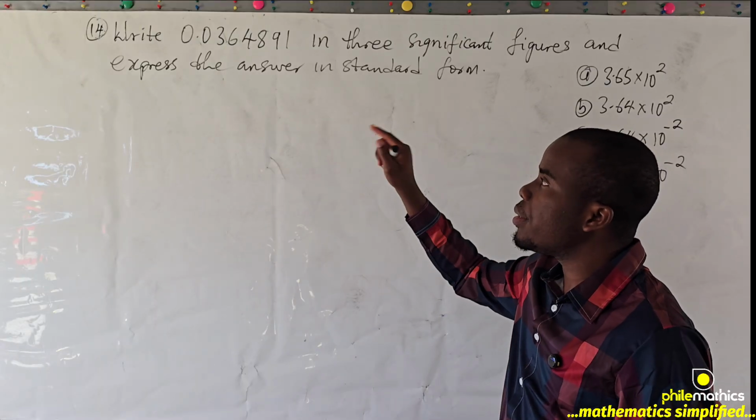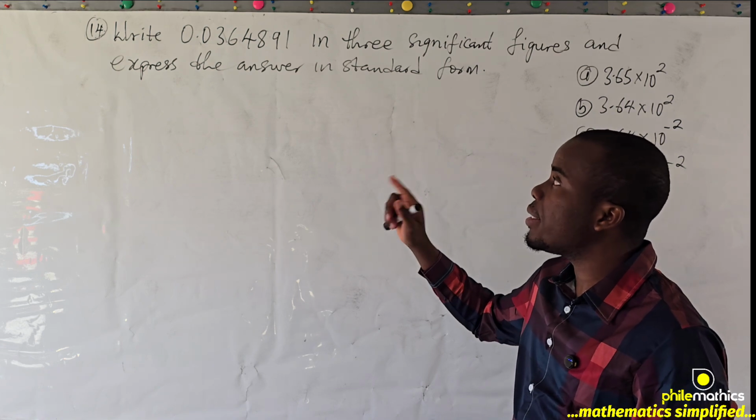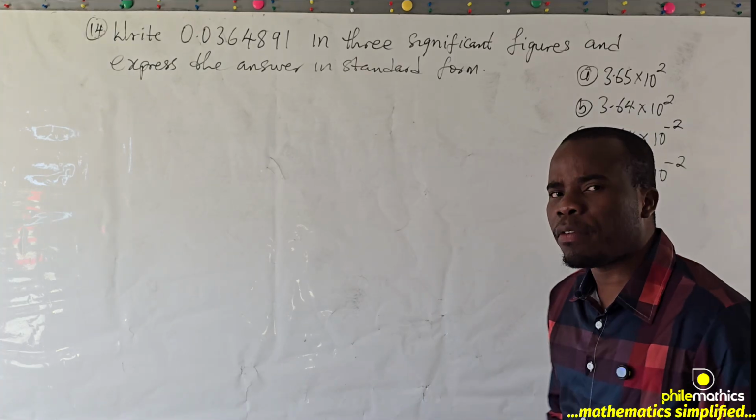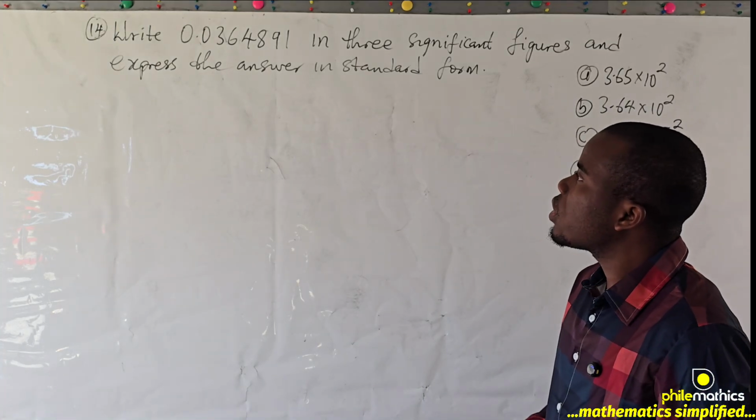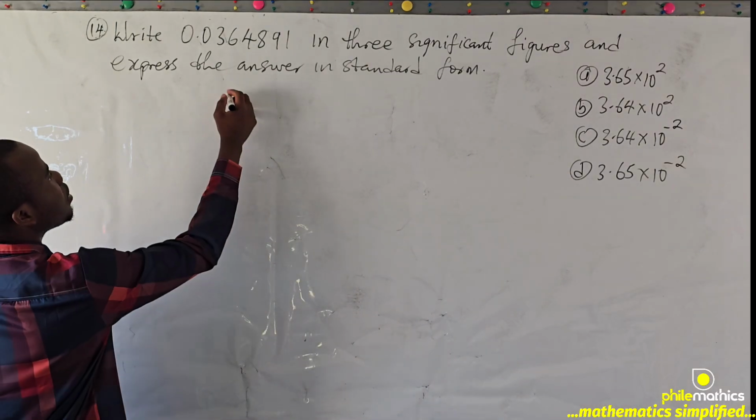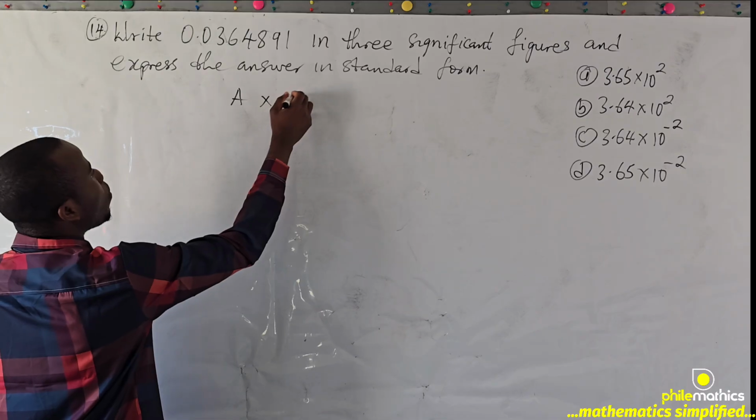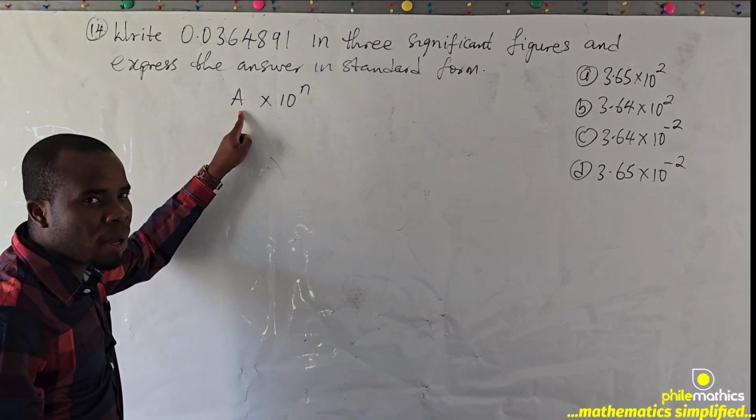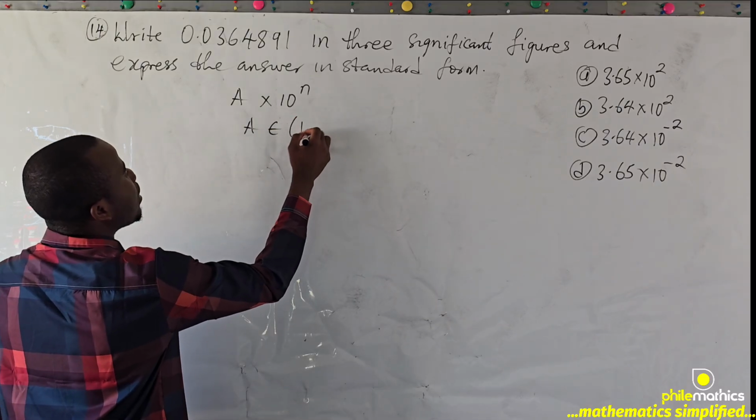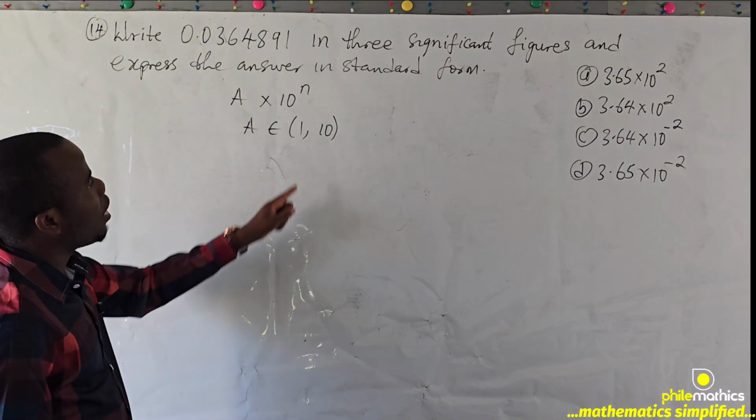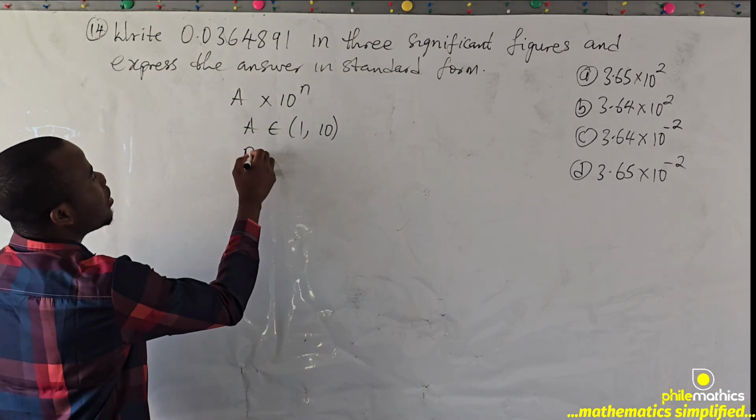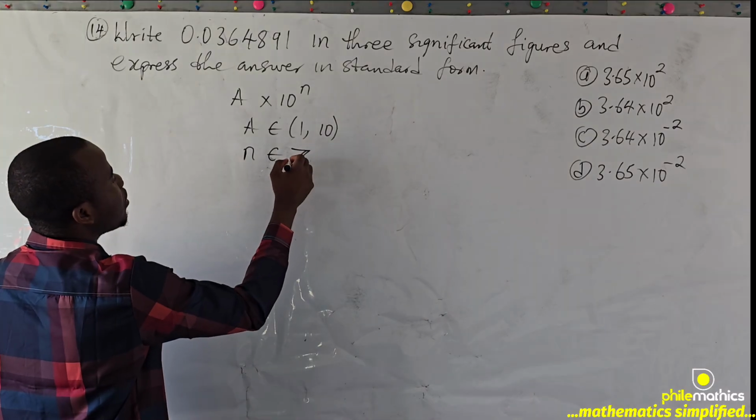Write 0.0364891 in 3 significant figures and express the answer in standard form. What does standard form mean? To express a number in standard form simply means to put it in this form: a times 10 to the power n, where a is a number between 1 and 10, 1 and 10 exclusive, and n is an integer.